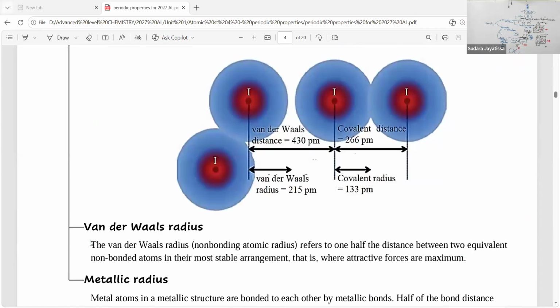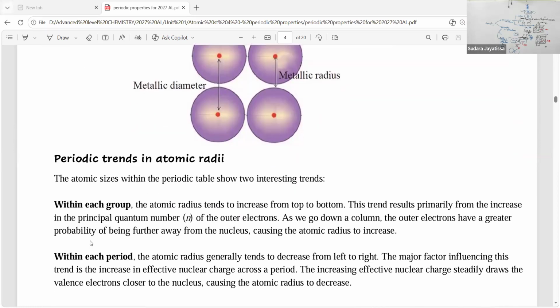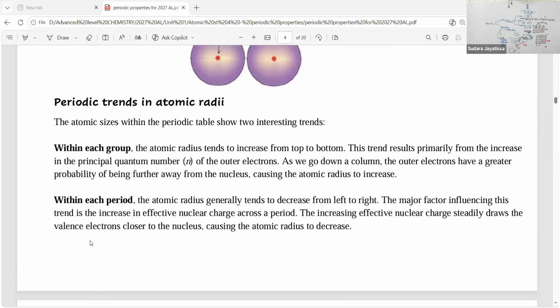Now, understood that? Okay, now you know what to write in a short structured essay question. If they ask you to explain the variation down the group, you can write that highlighted sentence. If you are asked to explain the variation across the period, you can write the last sentence: effective nuclear charge steadily draws the valence electrons closer to the nucleus.